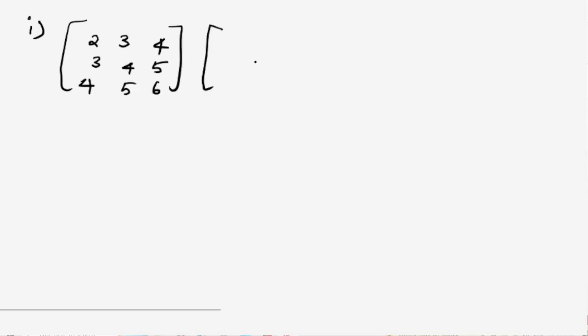Okay. So now I'll be giving you the questions. Kindly note it down. Your first question is going to be: 2, 3, 4, 3, 4, 5, 4, 5, 6. You have to multiply it with 1, minus 3, 5, 0, 2, 4, 3, 0, 5. Consider this as your A matrix and consider this as your B matrix.